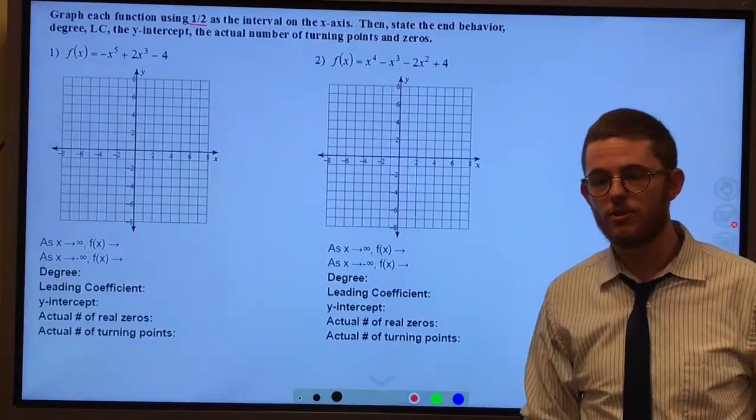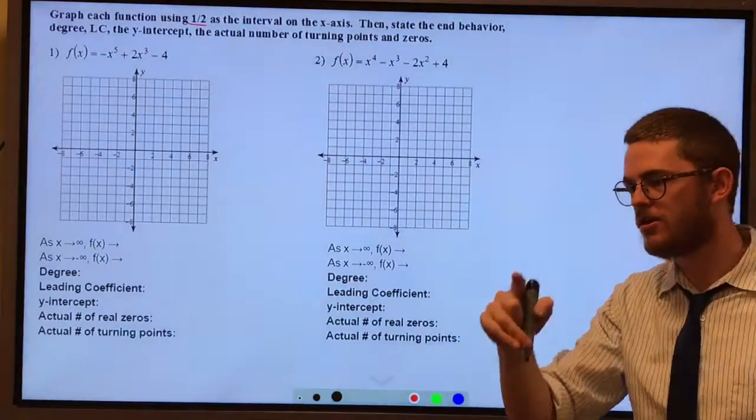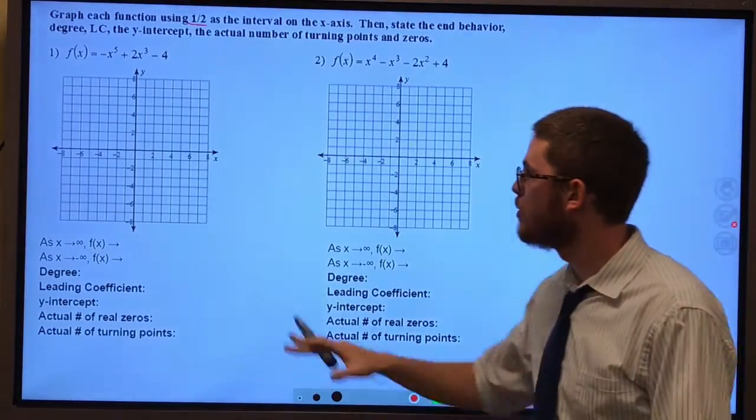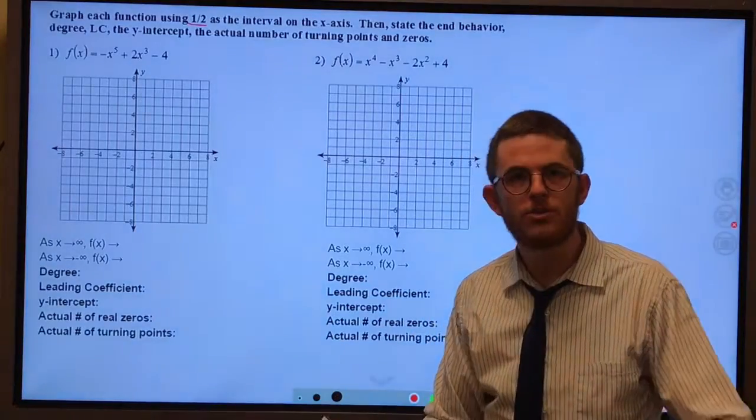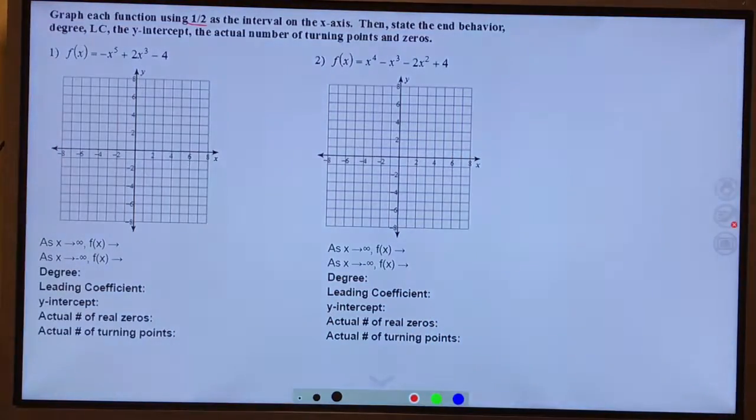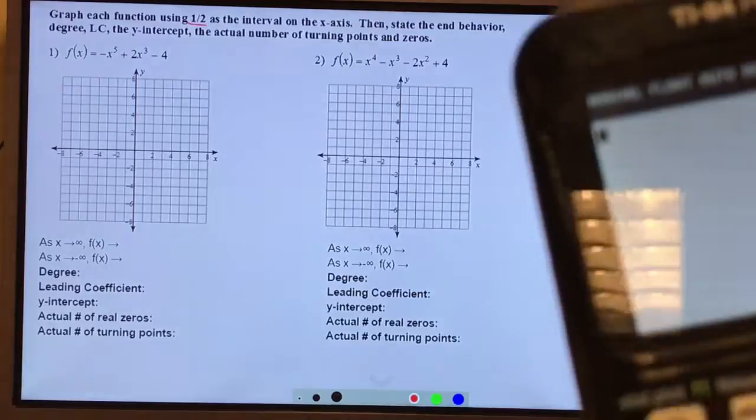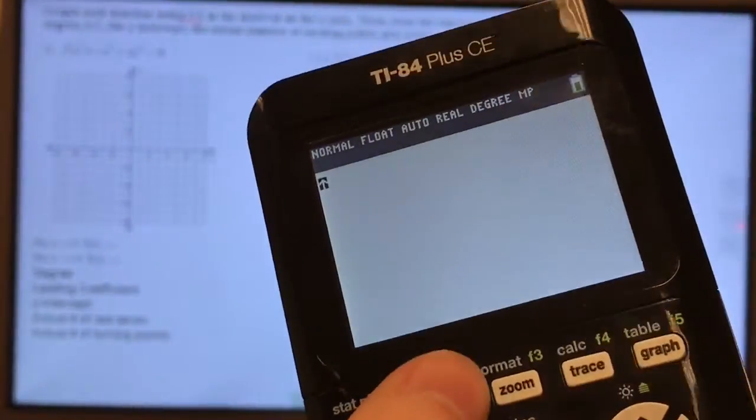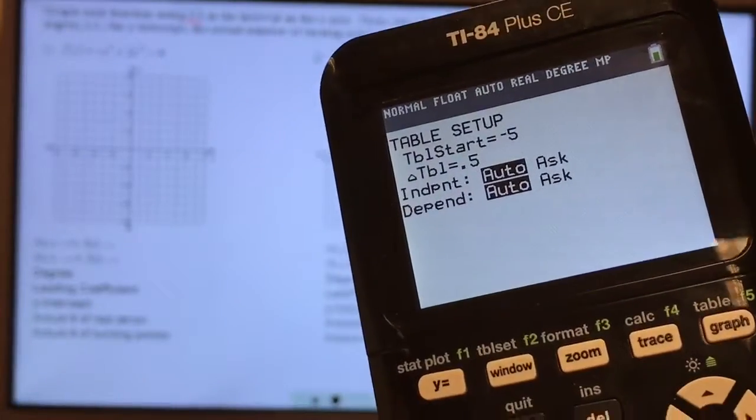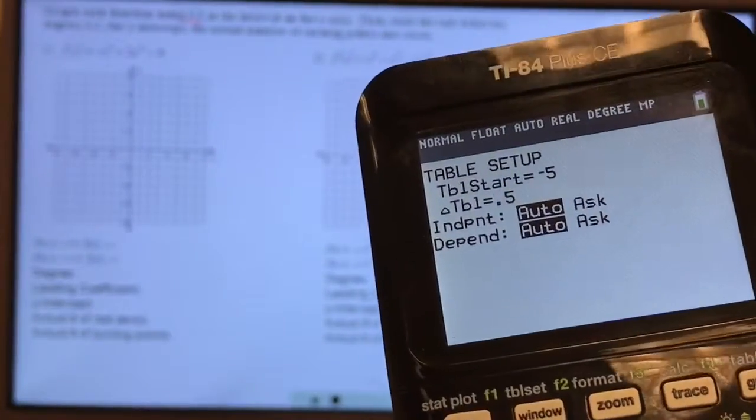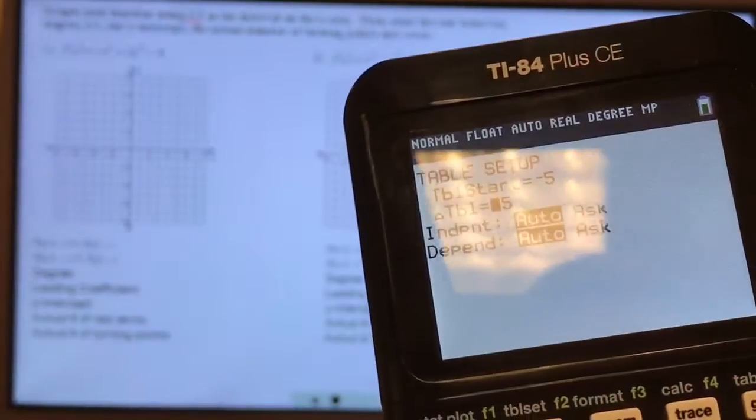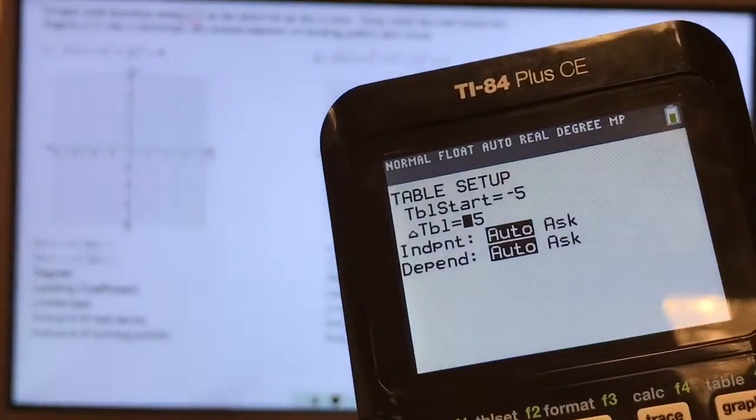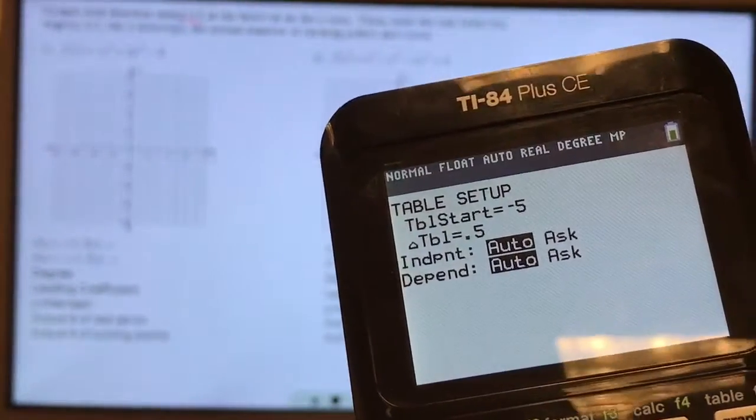Now, I recommend this so that we can see as much of the turning points and a little bit more detail on our polynomial when we graph it. To show you what this looks like, when we're looking at our calculator, we want to go to the table setup menu. You hit second window, it pulls up the table setup menu, and notice right here that my delta table, I have that set to 0.5. That is a half. It's counting by halves on the x-axis.